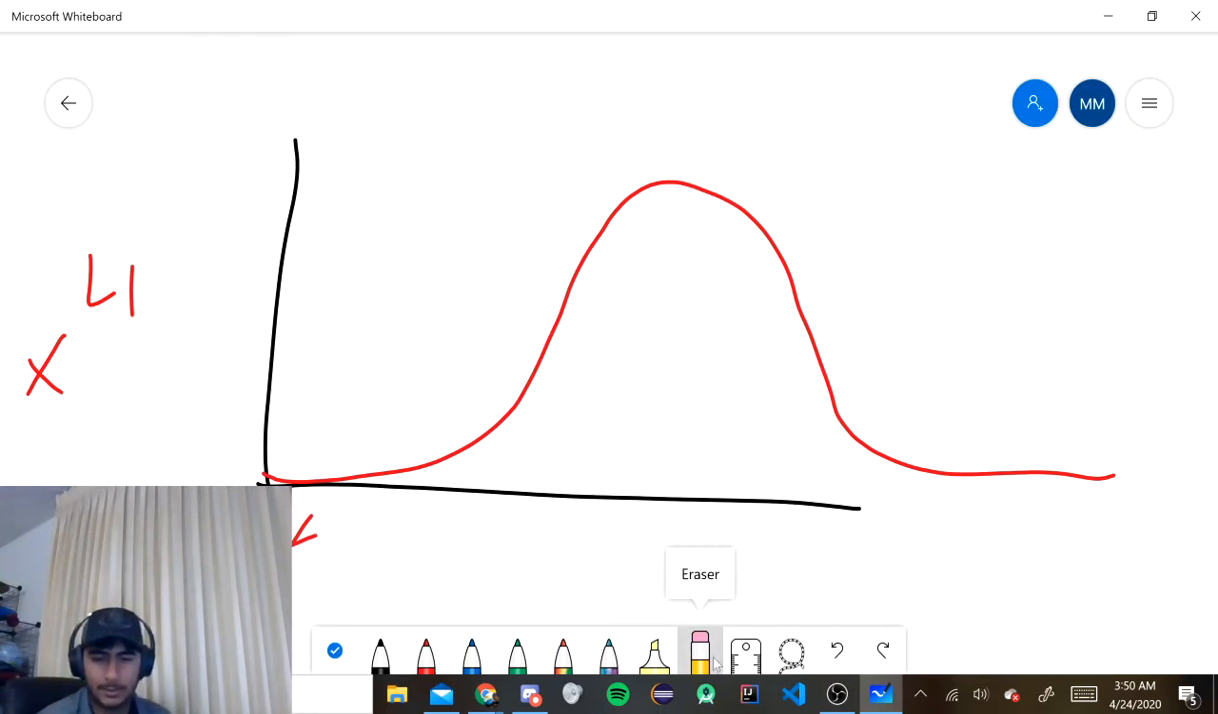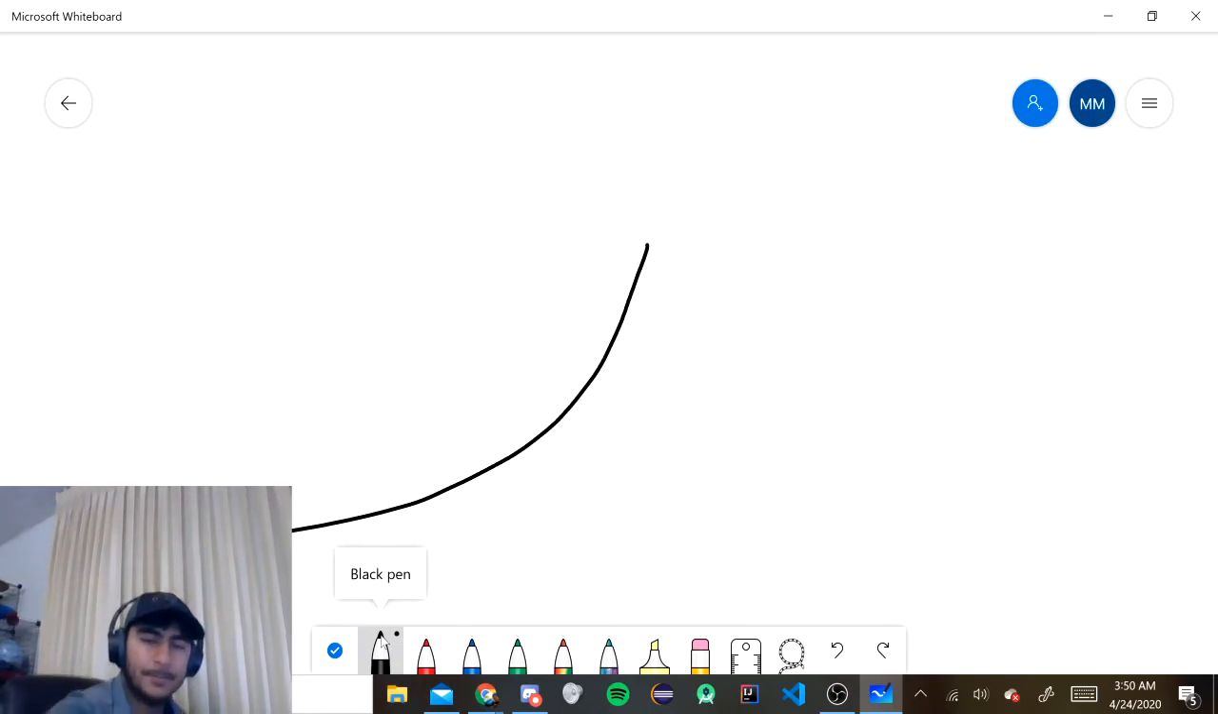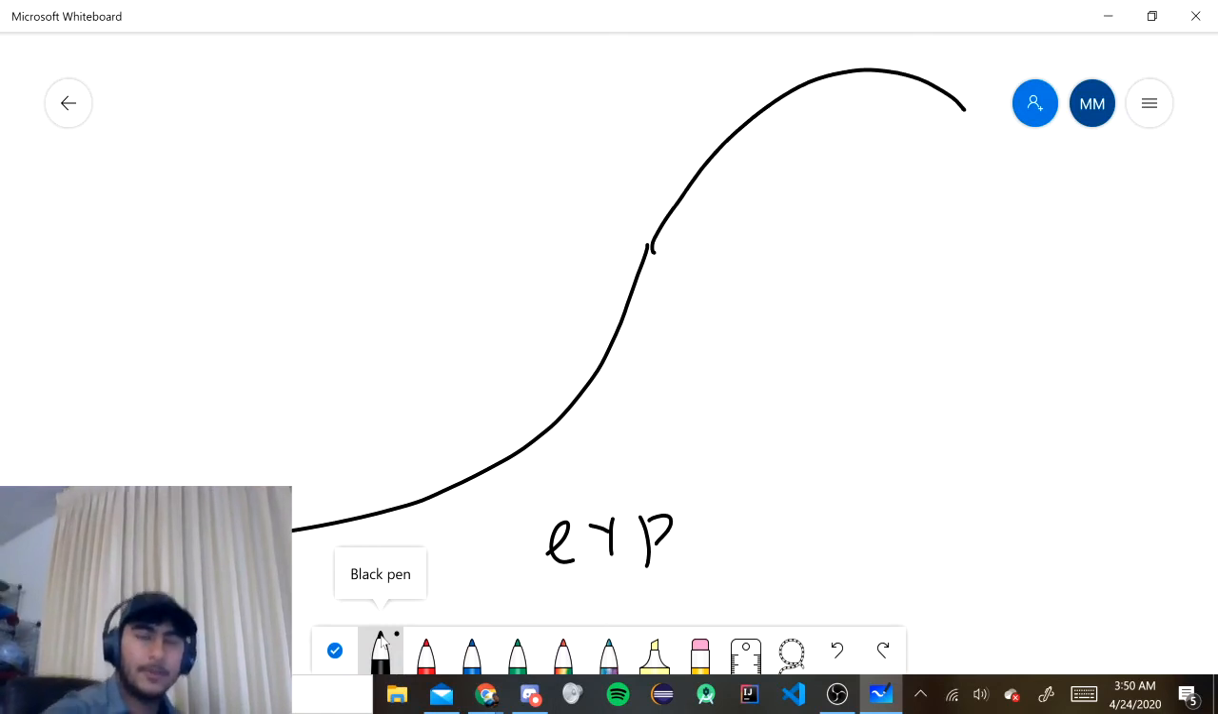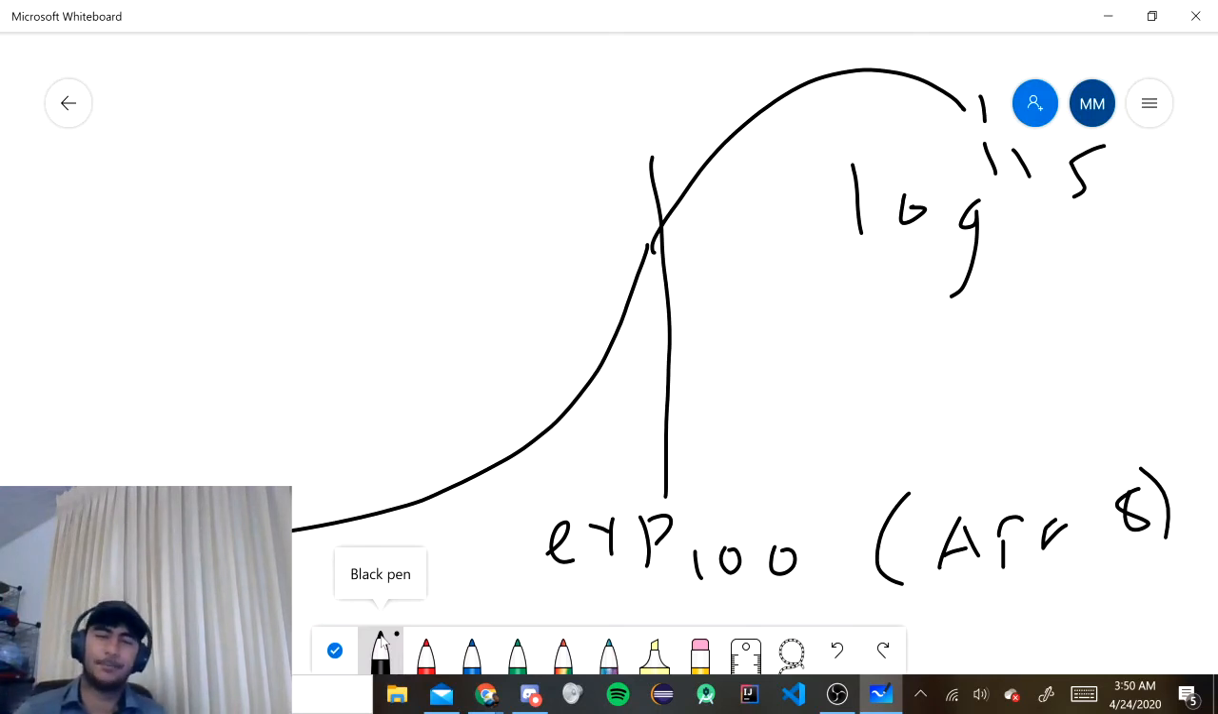Where's my laser? Okay. So this part, which is exponential, and this part, which is logarithmic. This right here is day 100, or April 8th. We have passed that. We are now on day 115. All right, yeah, we're on day 115 now. So we'll see how this thing goes.